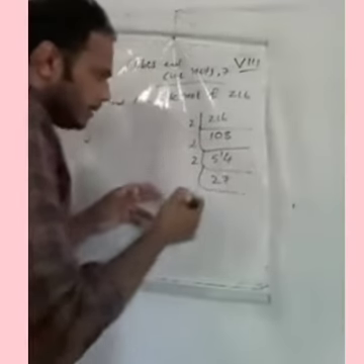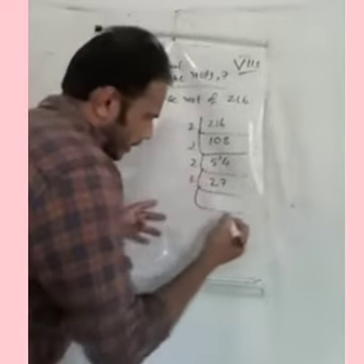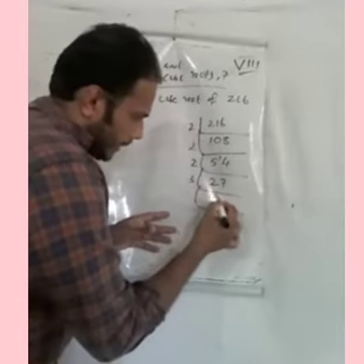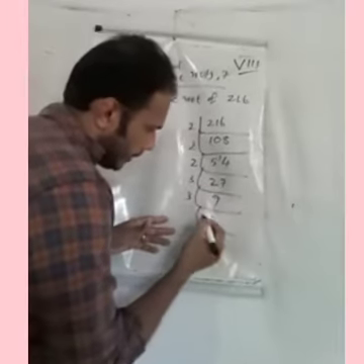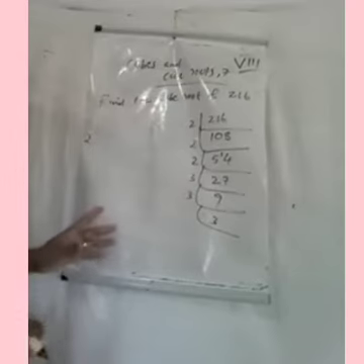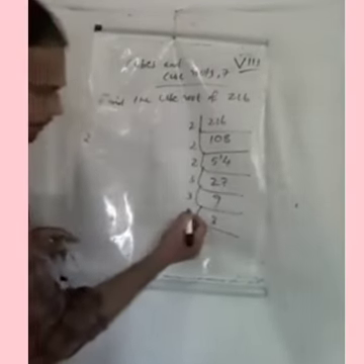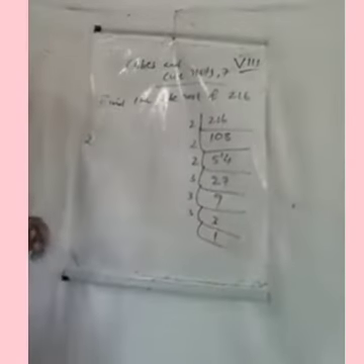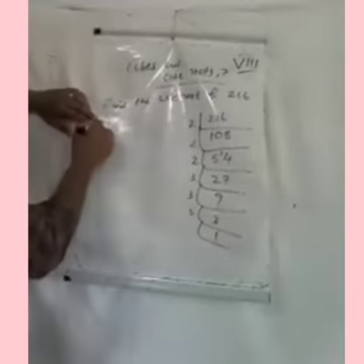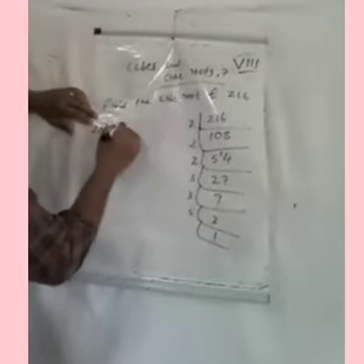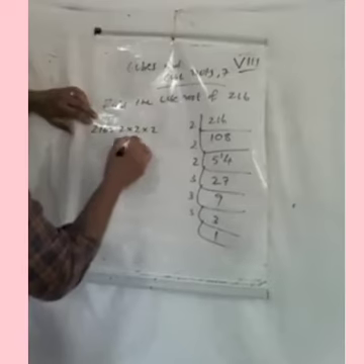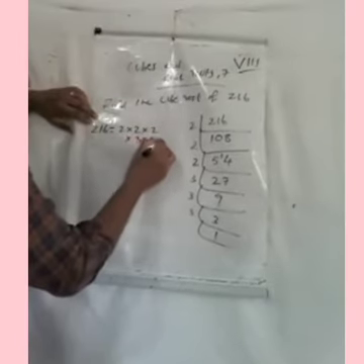27 is not divisible by 2. You can take 3, the next prime number. So 9 divided by 3 is 3. Okay, so this is the final one. 3 by 3 equals 1. That also we can write. So now we can express 216 as 2 into 2 into 2 into 3 into 3 into 3.